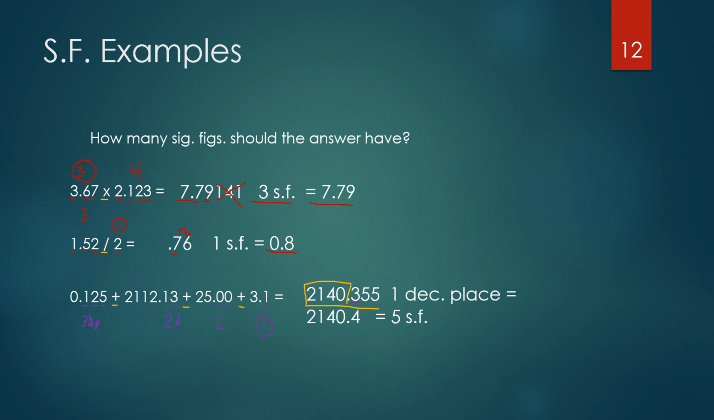But you have to make sure that you always look to the number next to it and round up if needed. In this case, after the 3 is a 5, so that 3 is going to become a 4 to give the final answer of 2,140.4. So we went out 1 decimal place, but the total amount of significant figures is 5, because all 5 of those numbers count.